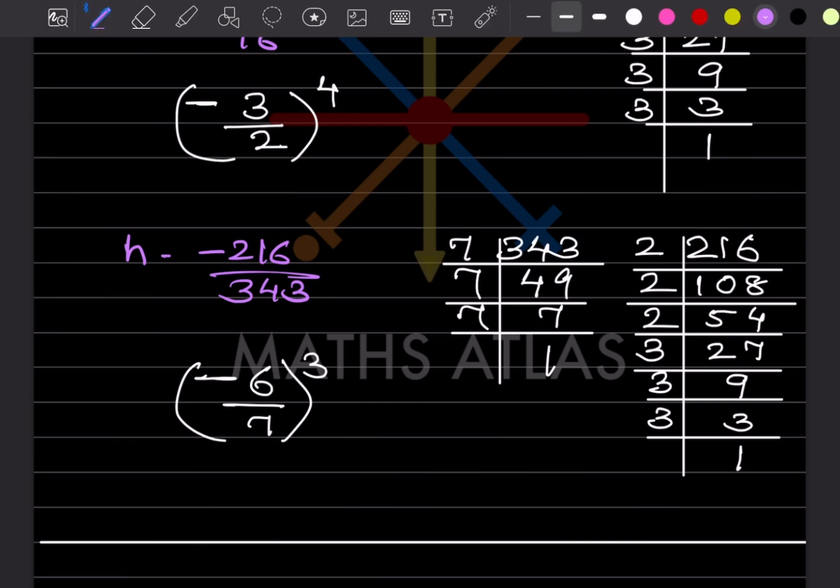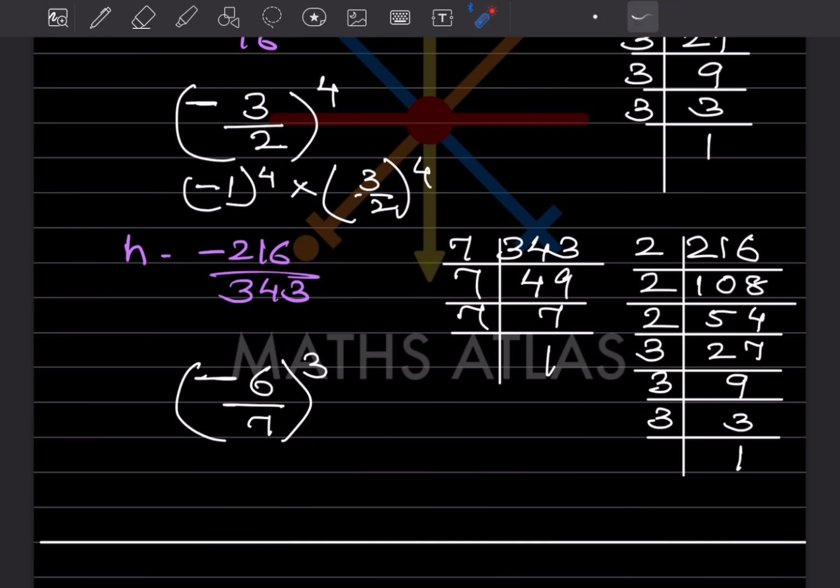For this one, we can do one thing for the previous problem. We can also keep here minus 1 if you wanted to make the base positive. Minus 1 raised to 4, and this is going to be multiplied by 3 by 2 raised to 4. Now this is an even number, so this is going to be 1. So minus 1 raised to 4 is going to be 1 because this is an even number, and this is going to stay the same. You can also write the answer this way: 1 into 3 by 2 raised to 4. So it can be 3 by 2 raised to 4.